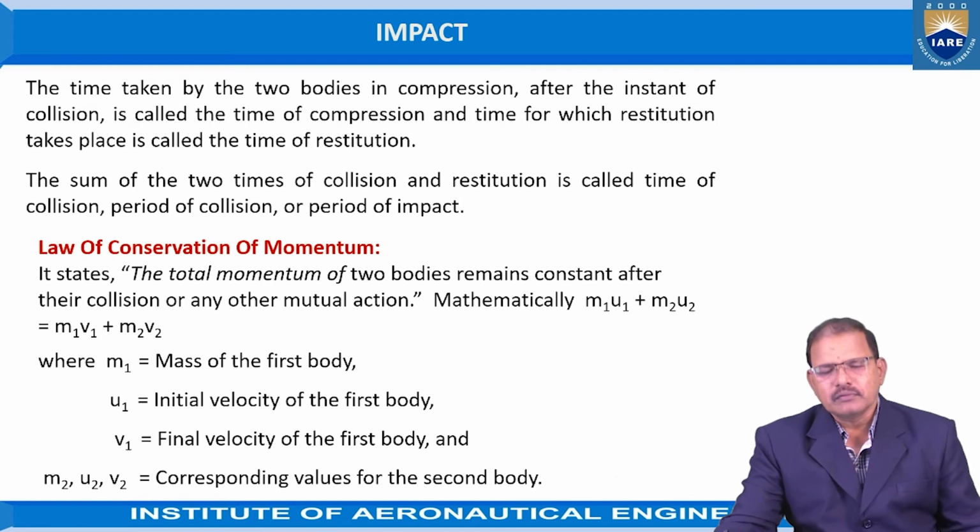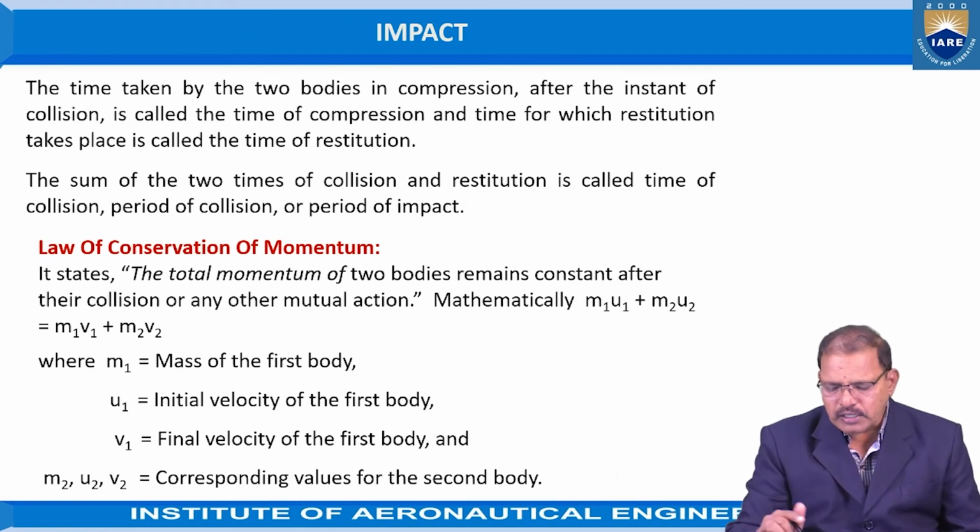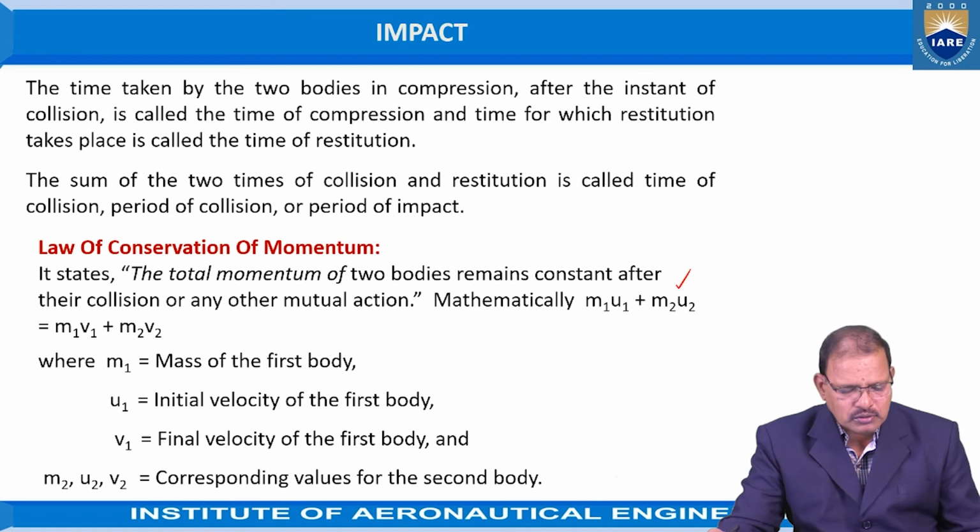Law of conservation of momentum. The total momentum of two bodies remains constant after the collision or in other mutual actions. That means mathematically, when two bodies collide with each other, the initial momentum possessed by the bodies before the collision is given by m1 u1 plus m2 u2. It should be equal to the momentum possessed by the bodies after the collision, m1 v1 plus m2 v2.